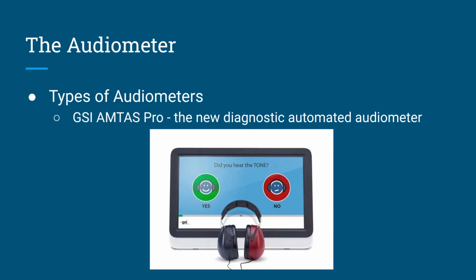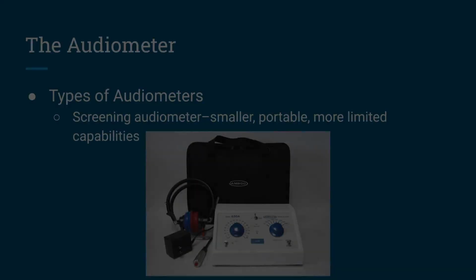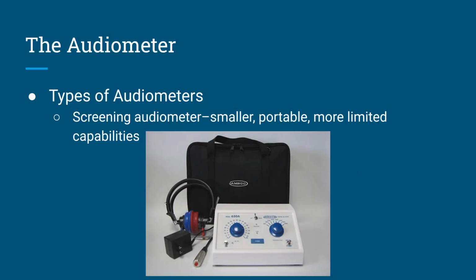There are some benefits of these self-driven audiometers. There's less human bias involved, so that is one potential benefit. But you have to supervise them and make sure that the patient is responding appropriately. So that's one drawback of these GSI AMTAS audiometers. You also have these screening audiometers that are very small and portable, much more limited in capabilities. They're single channel, no bone conduction, only one set of transducers like supra-aural headphones, often used mainly by speech pathologists, school nurses, or primary care physicians.